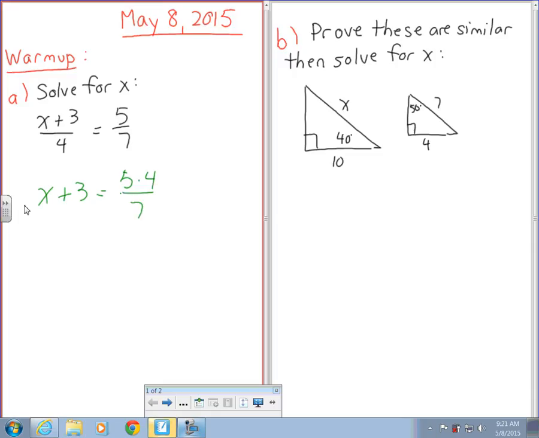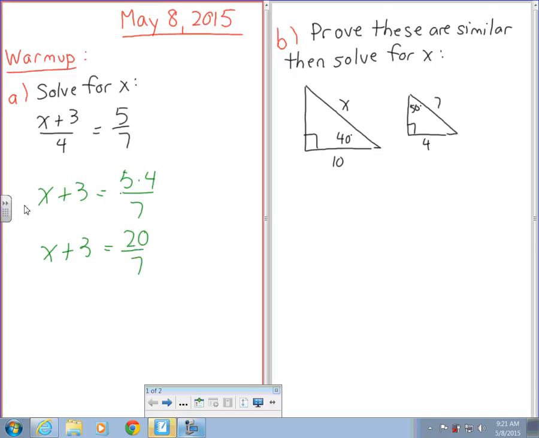So remember that dot means multiply. What I did was the divided by 4 comes across to be times by 4. All right, Aiden, what is 5 times 4, please? 20, good. Okay, so we're going to have x plus 3 is 20 over 7.